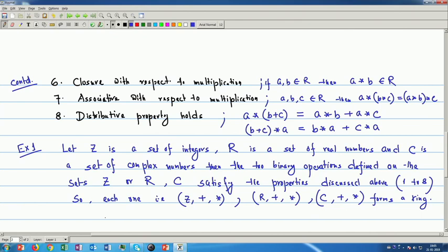Now, here the additive identity is 0 and the additive inverse of x is minus x. Normally we take it like that.